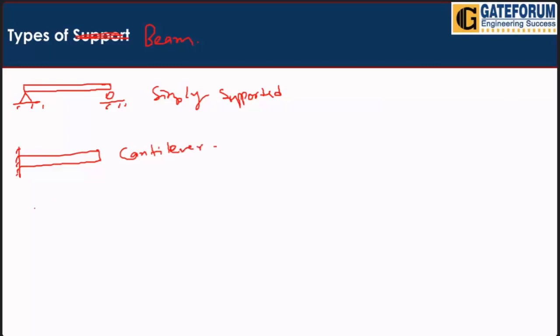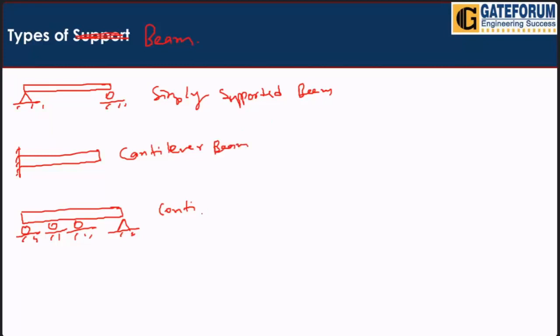Suppose here we have a hinge and rollers, three or more than three supports, like this. Then this is known as a continuous beam: simply supported beam, cantilever beam, and this one is the continuous beam, because three or more than three supports are here.